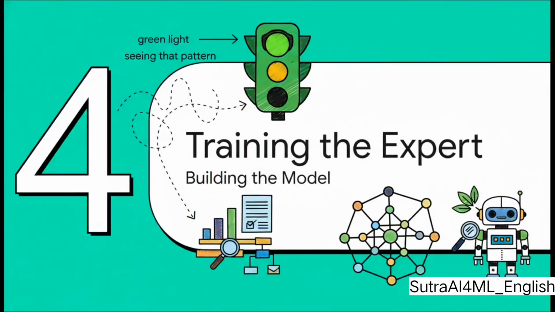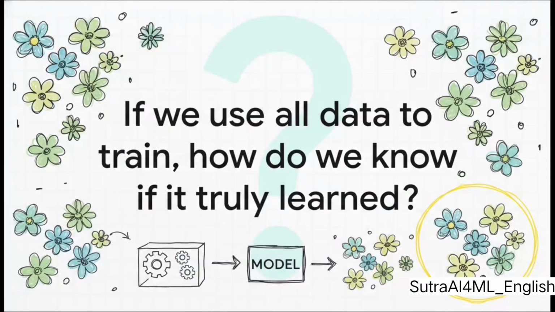So seeing that clear pattern in the data is basically our green light. We've got our data, we have a clear goal, and it definitely looks solvable. So now it's time to actually build our digital botanist. But hang on, there's a really critical question we have to ask ourselves first. If we use all of our flower data to teach the model, how can we be sure it actually learned the patterns and didn't just memorize the answers? A model that just memorizes is useless in the real world. We need to know if it can handle a new flower it's never seen before.